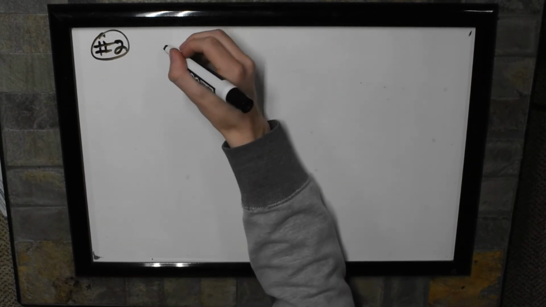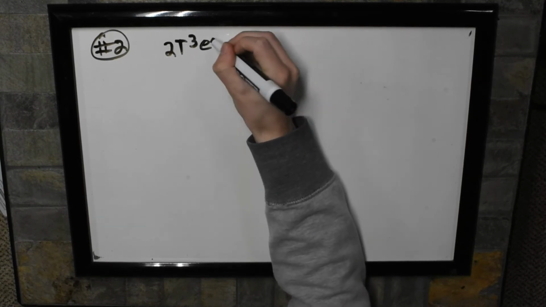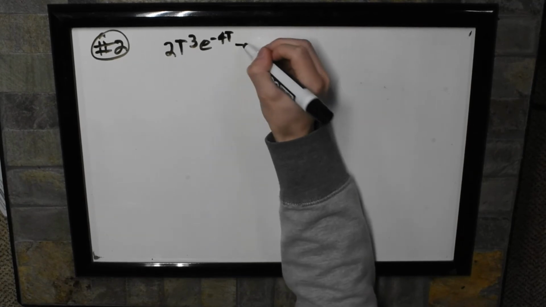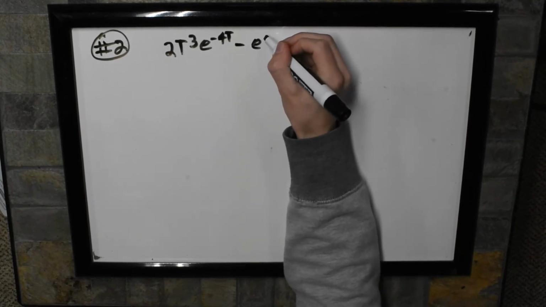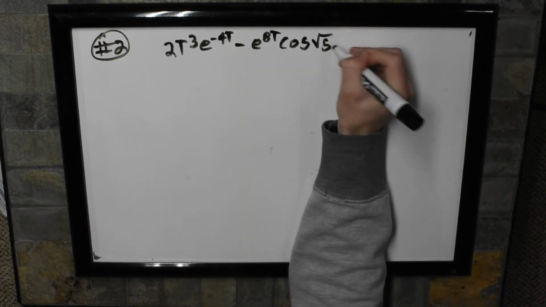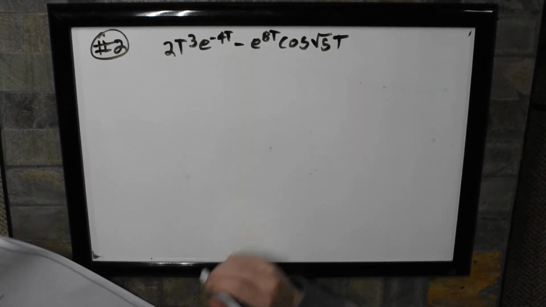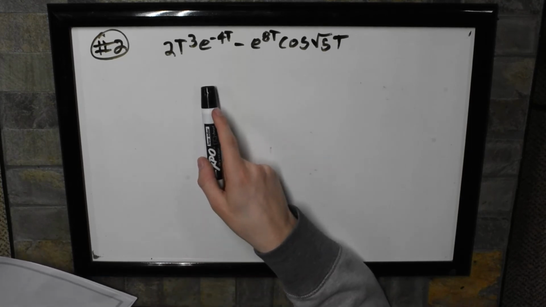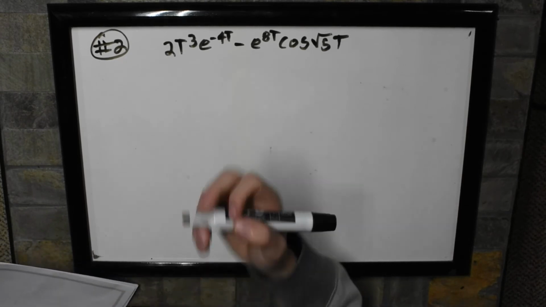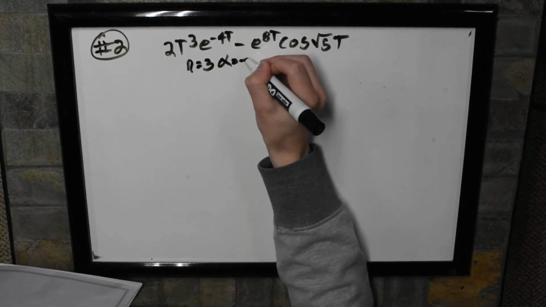Number 2: 2t to the 3rd e to the negative 4t, minus e to the 8t cosine root 5t. Okay, so here let's bring up the chart again, and as you can see, 2t cubed e to the negative 4t is the same as t to the n times e to the alpha t, where our n is equal to 3 and our alpha is equal to negative 4.